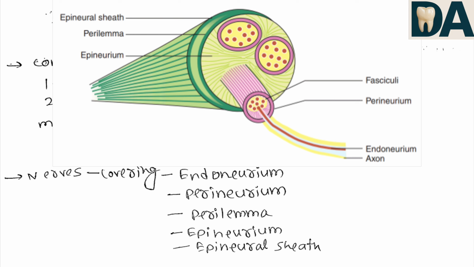Perilemma. The innermost layer of perineurium is perilemma. Next one is epineurium. Epineurium is the connective tissue with the blood vessels that support the fascicles. Epineural sheath is the outermost fibrous sheath, called the epineural sheath.